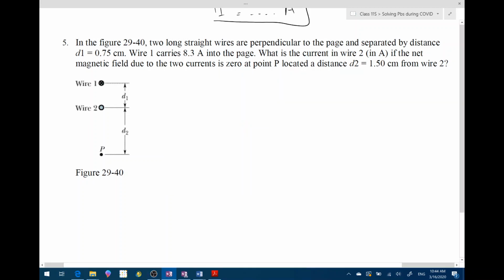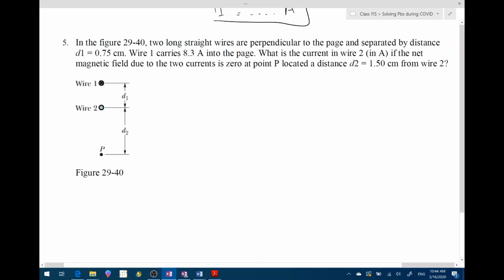Now we're dealing with example or exercise 5. We have two very long wires and they each carry a current. Wire 1 carries a current of 8.3 amperes, as we see in this figure 29. What should the current in wire 2 be so that the net magnetic field due to those two currents is 0 at point P?